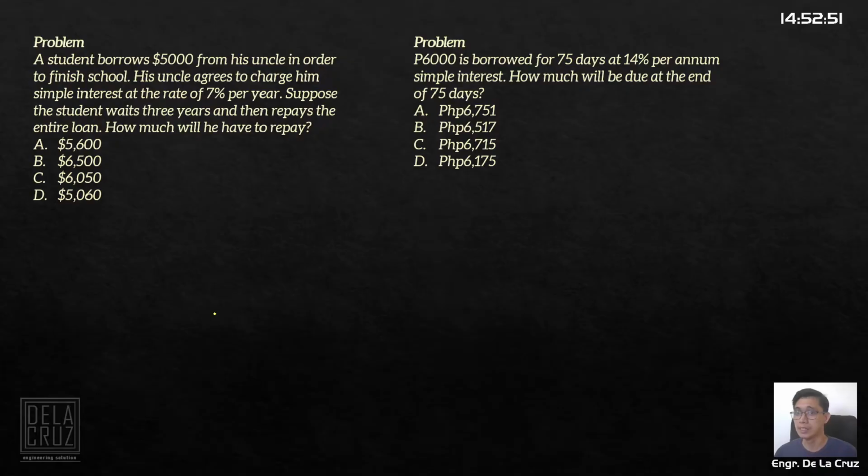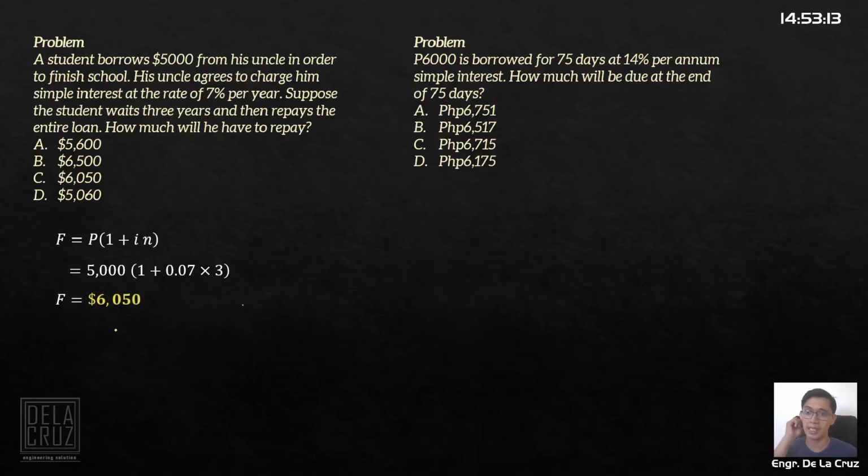Tumubo yan. So, ganun pa rin. Simple interest formula. So, yung principal amount, 5,000. The 1 plus I, 7% per year, that's 0.07. Babayaran niya after 3 years, so, times 3. So, ganun lang. Yung babayaran niya is $6,050. Ganun kadali.